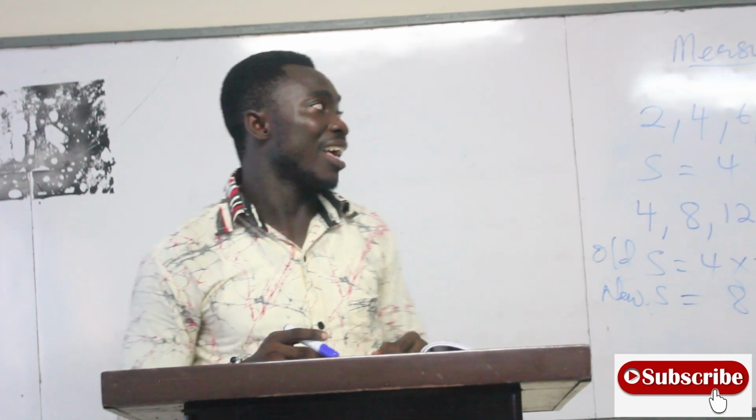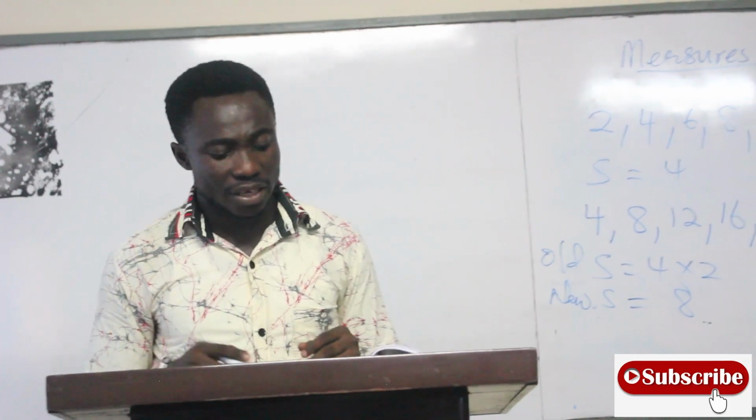Now, let's go to the last measure, which is quartile deviation. The next measure of variability is quartile deviation. Don't forget, we said that if we believe that the distribution is normal, the most appropriate measure of variability to use is the standard deviation.